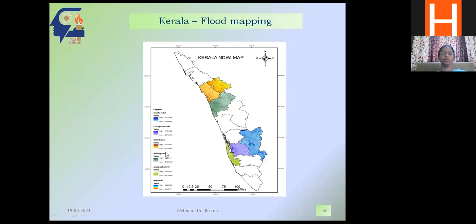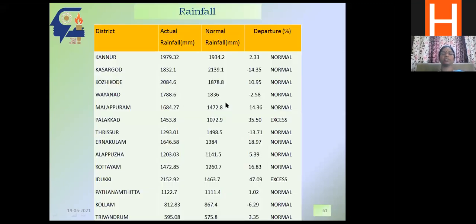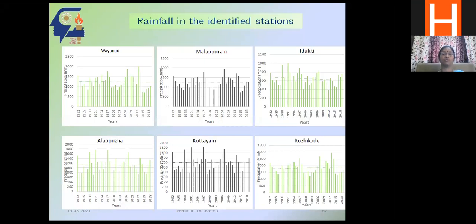Idiki, Kottayam, Kozhikode, Malappuram, Alappuzha and Wayanad. So with high intensity rainfall, another impact was due to soil erosion and landslide in the district of Idiki. So we identified these particular districts and we quantified the rainfall, whether it is normal rainfall or it has a lot of deviation like that.